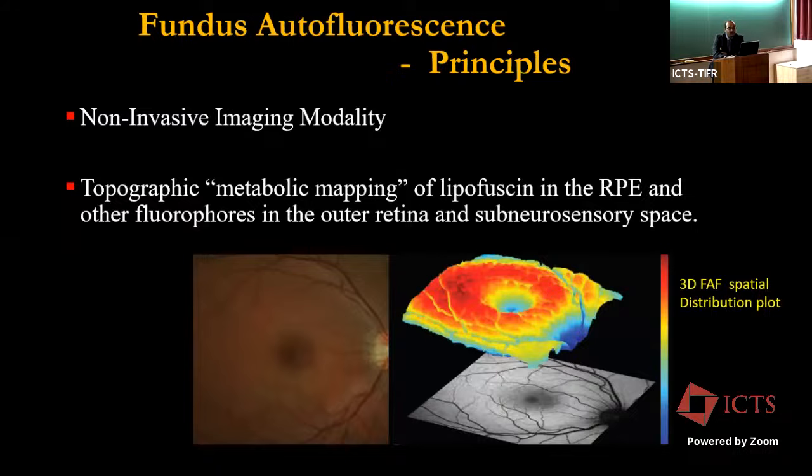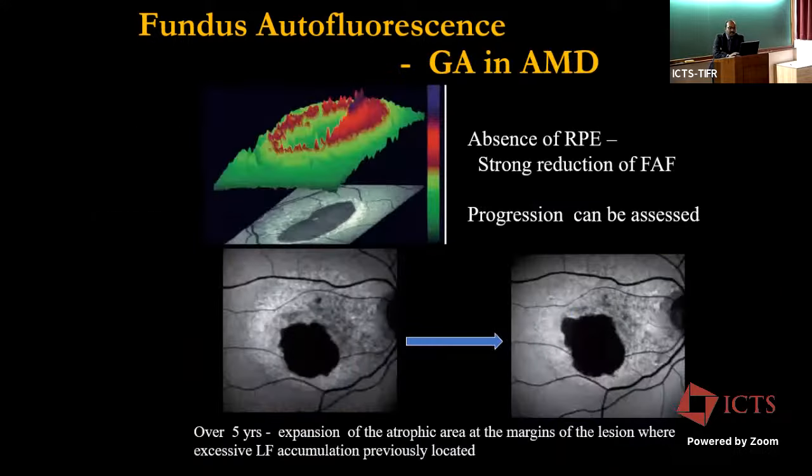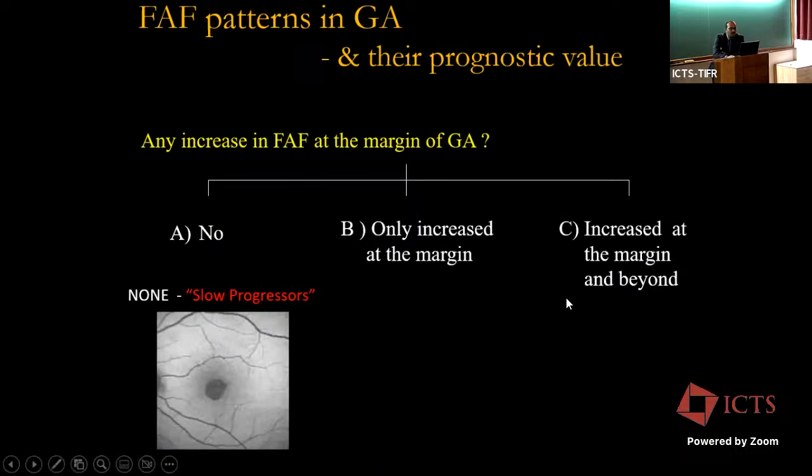Fundus autofluorescence is a non-invasive imaging modality, which is basically, like I said, metabolic mapping of the lipofuscin in the RPE and other fluorophores in the retina and subneurosensory spaces. So this is great for looking at geographic atrophy and progression. And as you can see here, in an area where there is hyper autofluorescence, this suggests that there's metabolic activity, and this area is going to die out. As you can see in this 5-year progression, there was an increase in the GA at the area where there was hyper autofluorescence earlier.